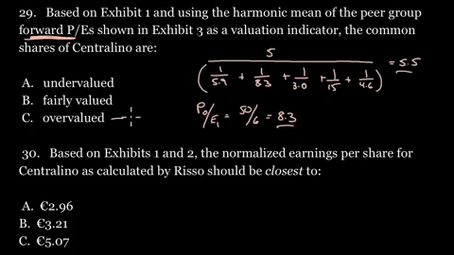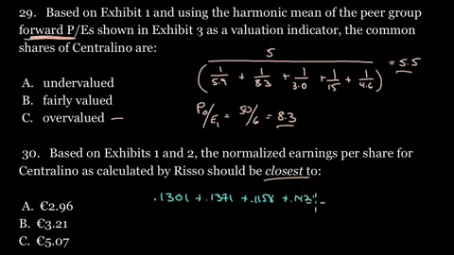30. Based on Exhibits 1 and 2, the normalized earnings per share for Centralino as calculated by Rizzo should be closest to. And let's remember, they were calculating it based on the ROE method as opposed to historical EPS method. So we take our ROE for the last 4 years because that was the time period we were told: 13.01 plus 0.1371 plus 0.1158 plus 0.1421. And we have 4 years. We'll divide that by 4.